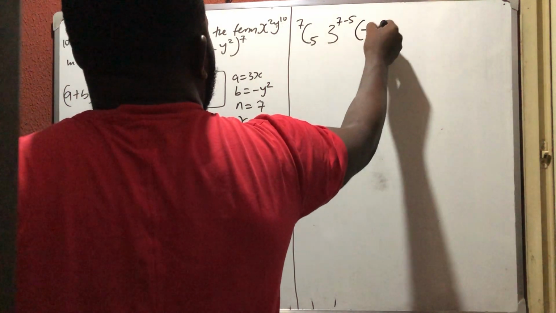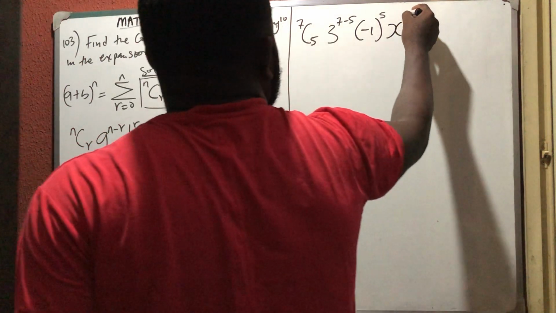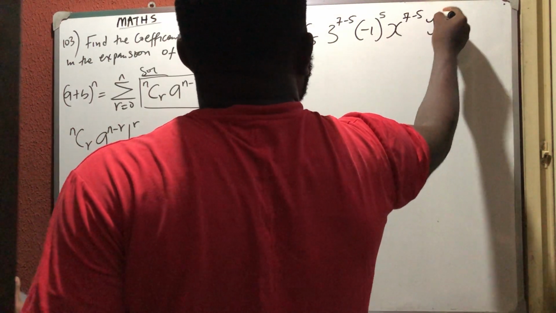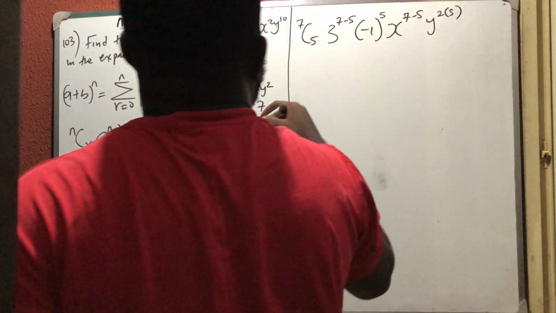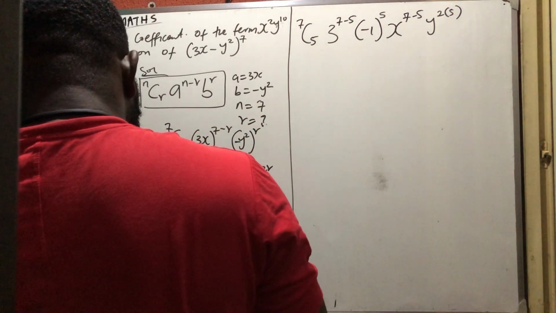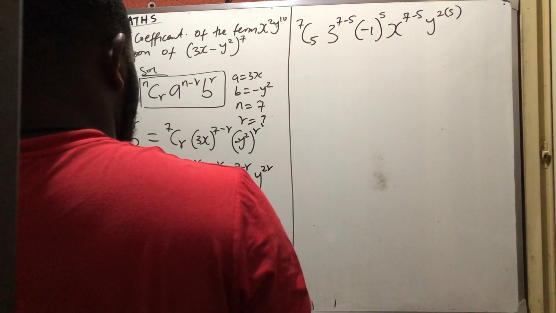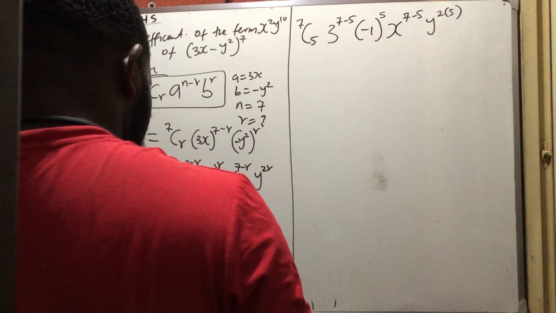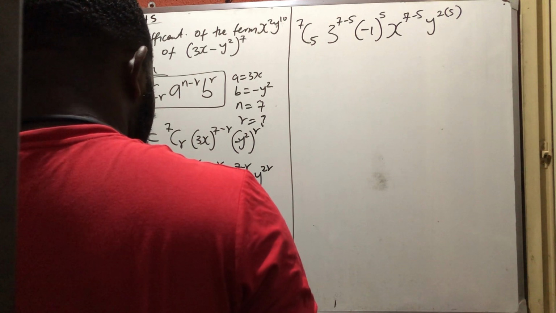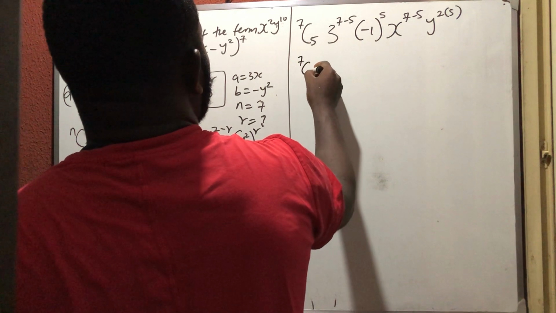Then I'm having minus 1 raised to power 5. Then I'm having x raised to power 7 minus 5. And then y raised to power 2 into 5. So what do I have now? 7 combination 5. Is there a combination here? I hope you know how to find combination. Okay, mine doesn't have a combination. So it's going to be 7 combination 5.